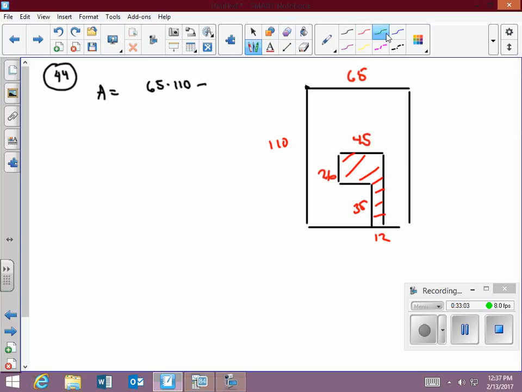Okay, so you're finding the area of this part right up here, right? Subtracting it out, and then you're going to find the area of this part right here, subtract it out. Okay. So it's 45 times 26, and then we can subtract again, right? 35 times 12.